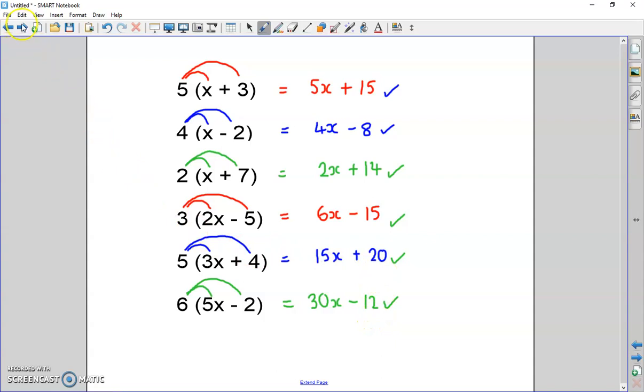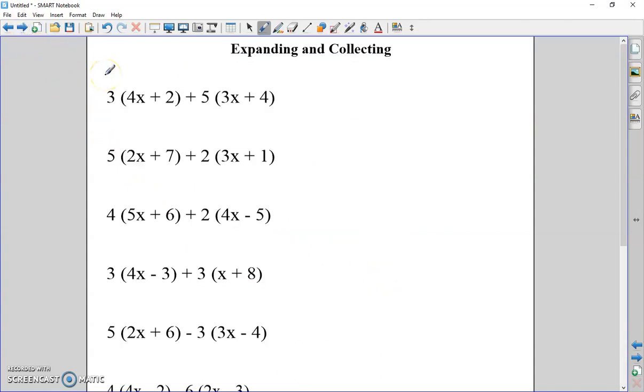Now then, if you're good at that, you might have a look at what comes next. This is called expanding and collecting. So you did some collecting terms last week, where you tied up your algebra, you tried to make it a little bit shorter. If I expand some of these, look, and you just expand them one at a time. So 3 times 4, 12x. 3 times 2, 6. If I then look at the second bracket, 5 times 3 is 15. Now they're all pluses, there's no minuses here. And 5 times 4 is 20.